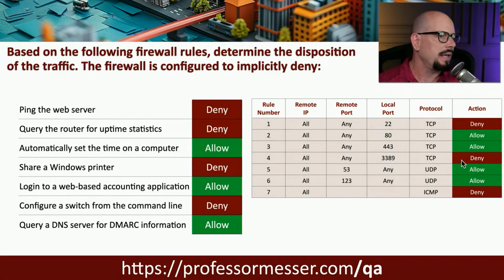In this case, pinging the web server was denied. Querying the router for uptime statistics was denied. Setting the time on the computer is allowed. Sharing a Windows server, denied. Logging into a web-based accounting application is allowed. Configuring a switch from the command line is denied. And querying a DNS server for DMARC information is allowed.